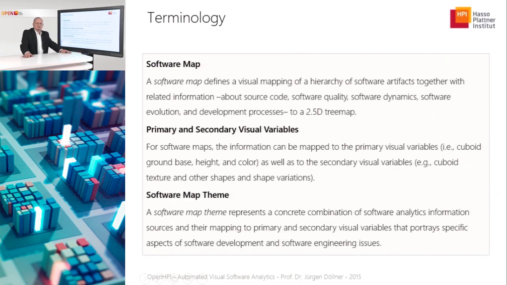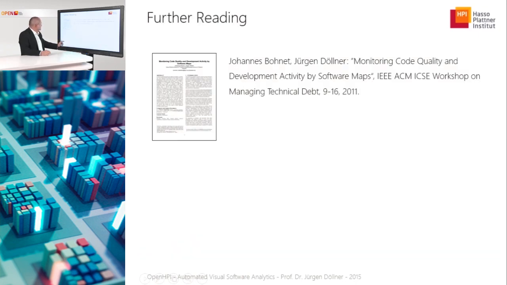We have also introduced the software map theme, a concrete combination of software analytics information sources and their mapping to primary and secondary visual variables that always portrays a specific aspect of software development and software engineering issues. As further reading, I can recommend this article from Johannes Bonnet and myself, Monitoring Code Quality and Development Activity by Software Map, which may be a good description of how software maps are practically used in software engineering tasks.